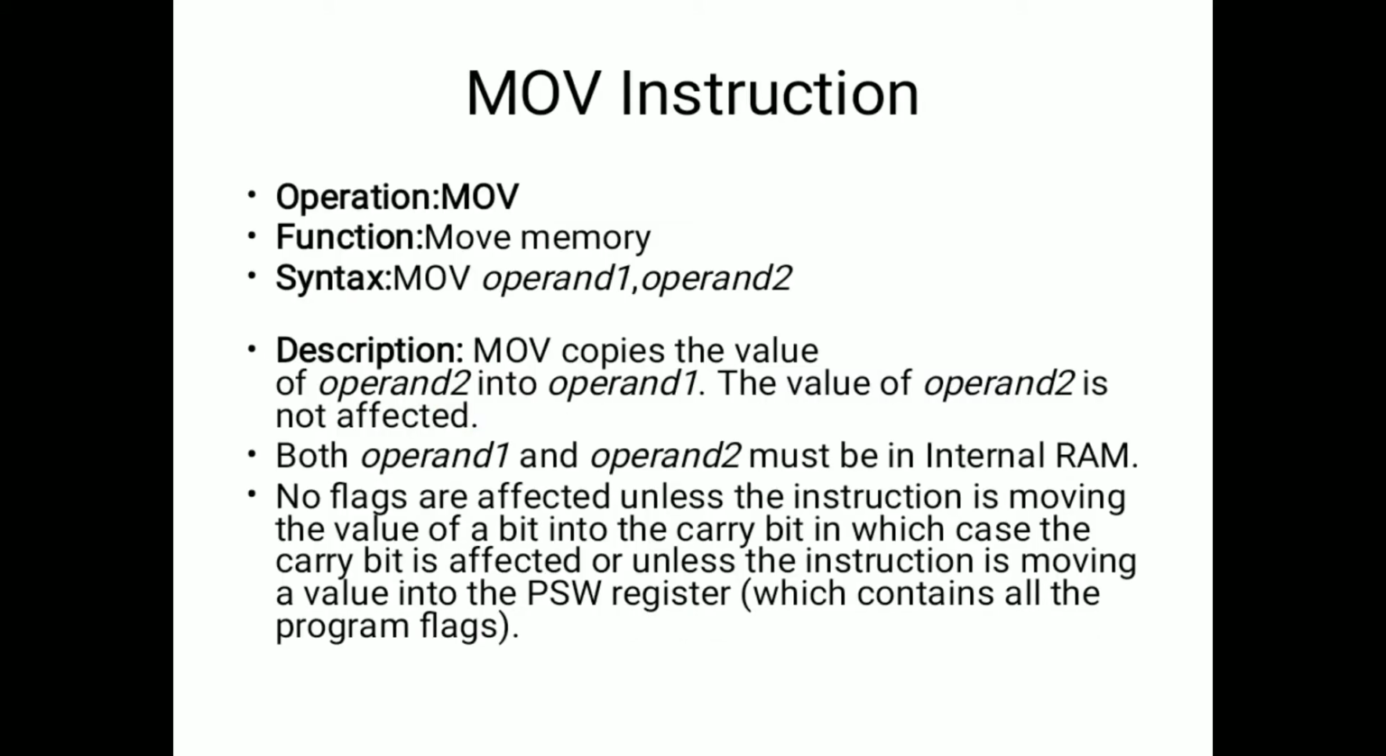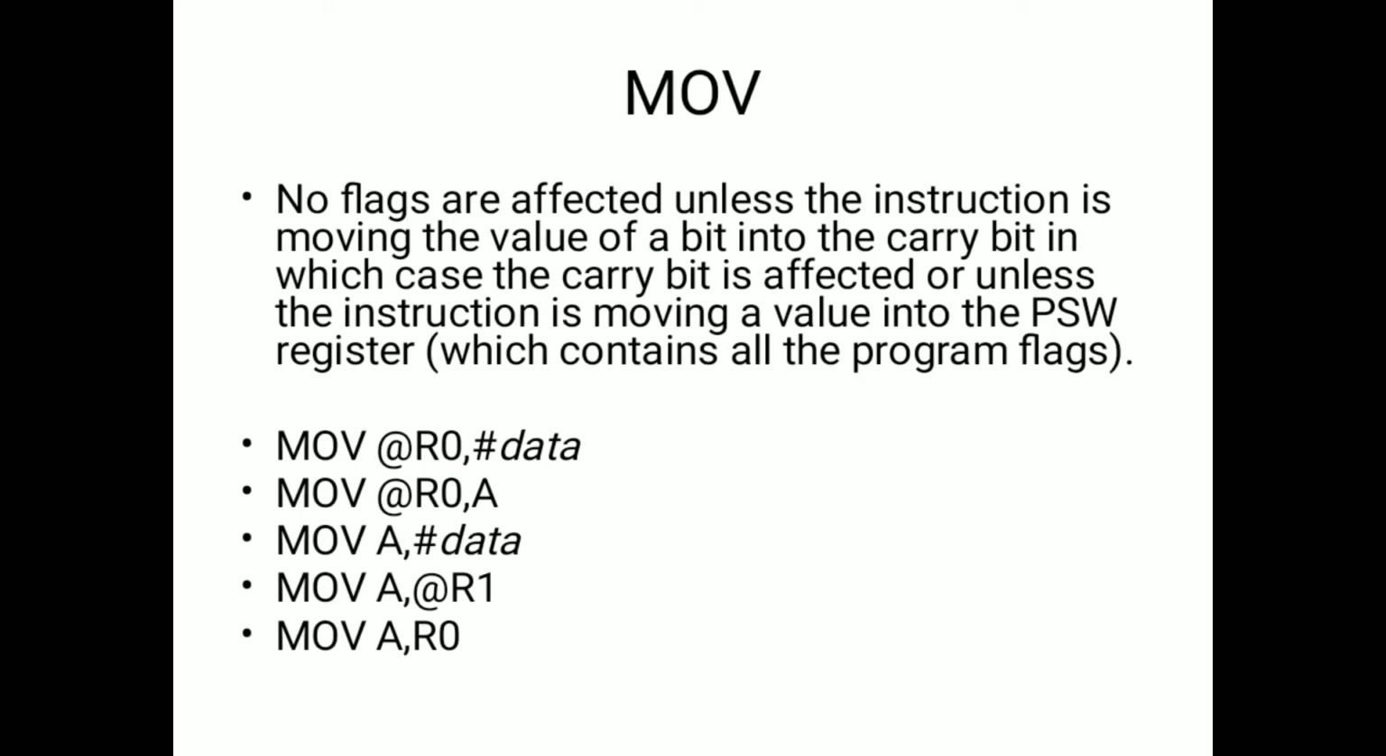So let's start discussing some instructions. First is the move instruction. Its function is to move data. Its syntax is move operand 1, operand 2. It means the data of operand 2 is moved to the operand 1 location. In this method no flag is affected. It just copies the value of operand 2 into operand 1, and the value of operand 2 is not affected in this case. So this is about the move instruction.